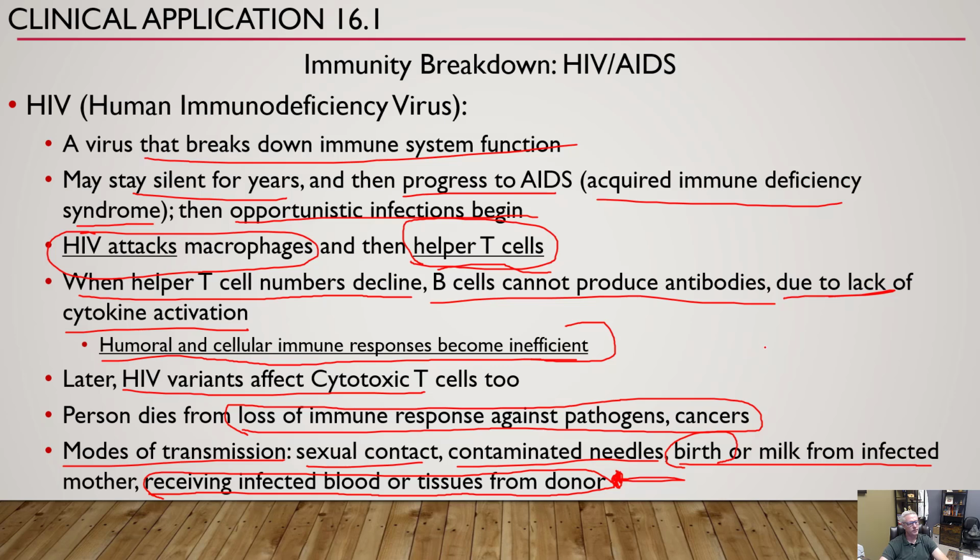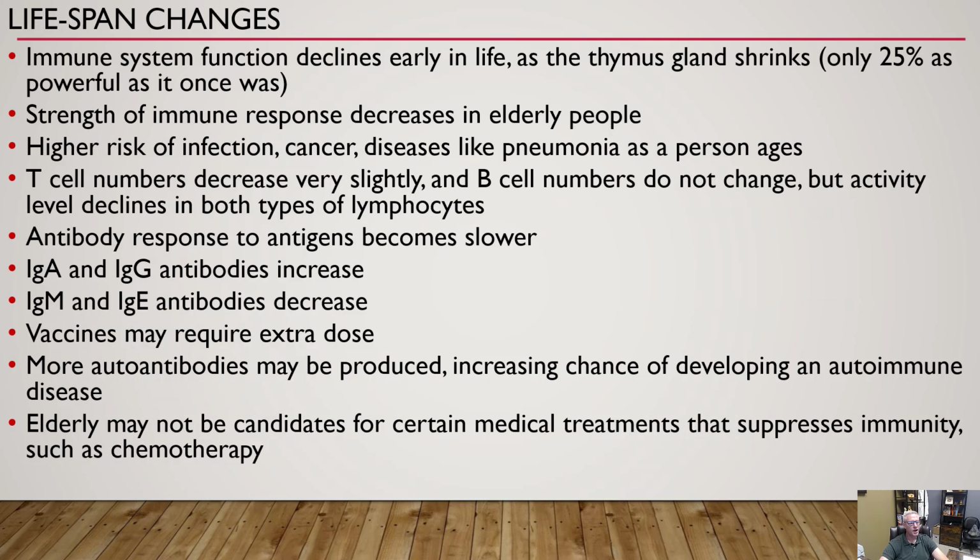All right. Lifespan changes. Your immune system is going to decline early on, because, remember, your thymus gland is going to shrink, and also as you get older, your thymus gland changes from glandular tissue to adipose or connective tissue. So your immune response is going to decrease as you get older, which is going to cause you a higher risk of infections.